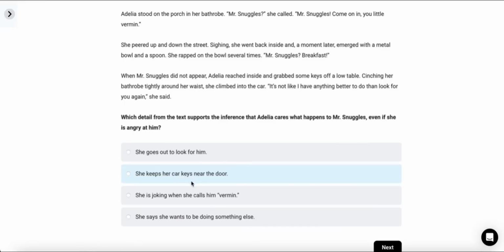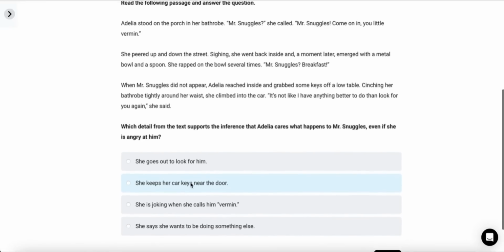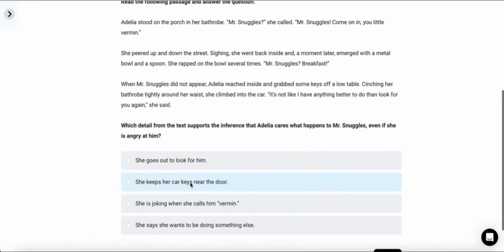She keeps her car keys near the door. That has nothing to do with whether she is angry or not. It just seems like a convenient place to keep your keys. She is joking when she calls him vermin. We don't know the tone in which she's saying that. It does sound like something you would do when you're frustrated. There's nothing that suggests that she said it in a joking manner. She says she wants to be doing something else. That doesn't show that she cares about what happens to the animal. The correct answer is the first one. She goes out to look for him.